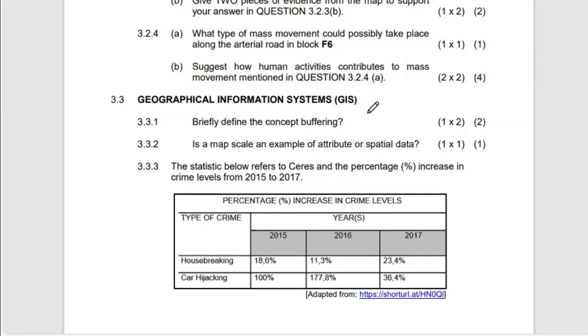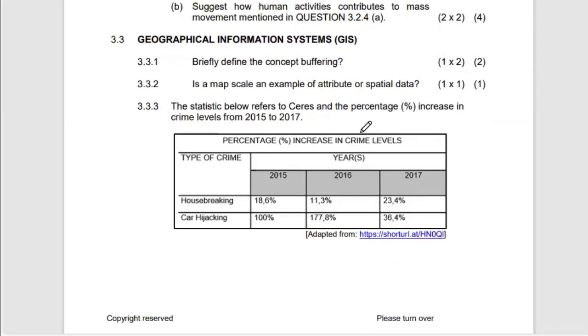Right. Briefly define the concept buffering. We are on GIS question 3.3. When we're talking of buffering, we are looking at a demarcation. The concept buffering refers to demarcation of a geographical feature. Otherwise, you're saying putting a boundary. Demarcating or putting a boundary on a geographical feature, that is buffering.